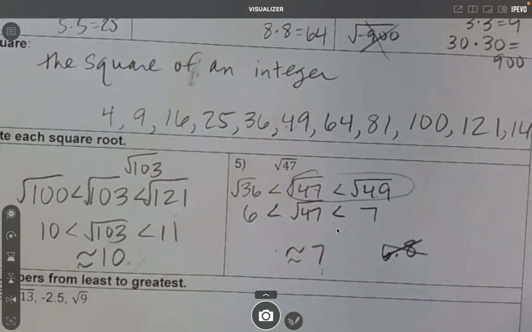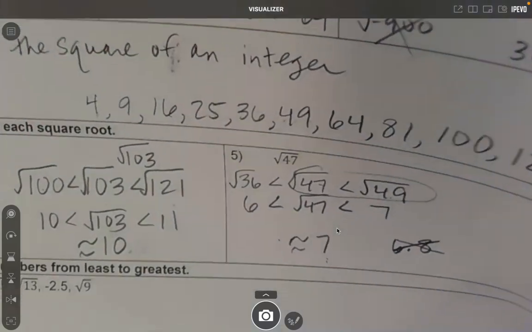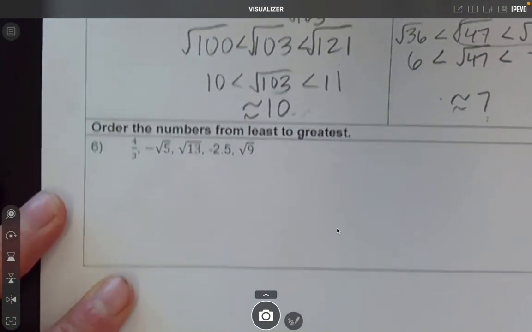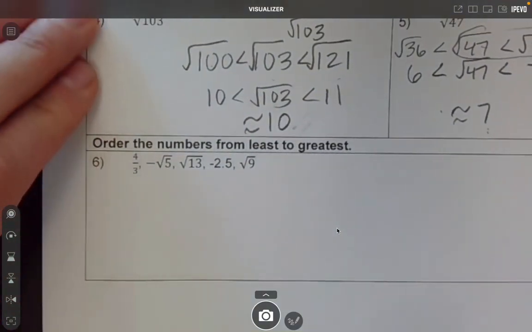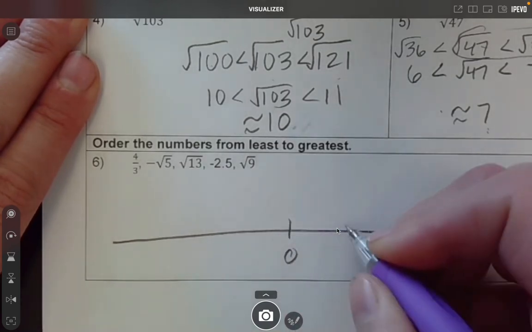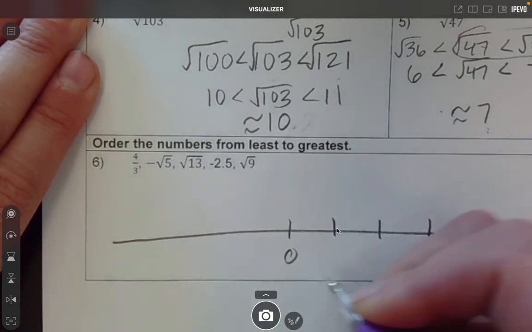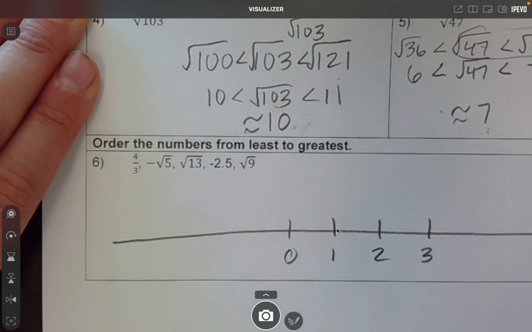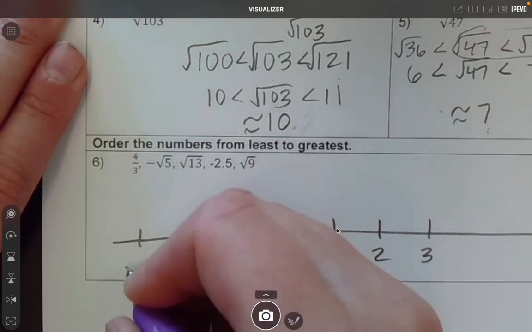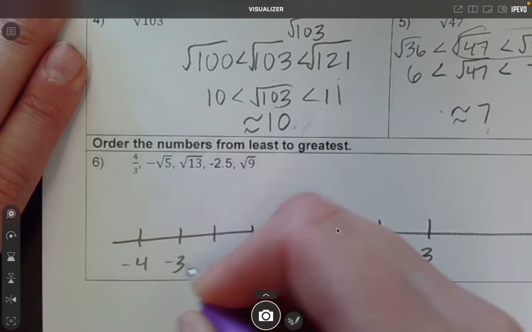Last one is ordering least to greatest, and we've been working on these and talking about these for a while, but this one's got some more square roots on it than what we're used to seeing. So I'm still going to draw my number line and do the easy numbers first. It's always my strategy. I'm going to number them with pencil. I don't know how far I need to go. Maybe I'll go to -4 and +4 just in case.